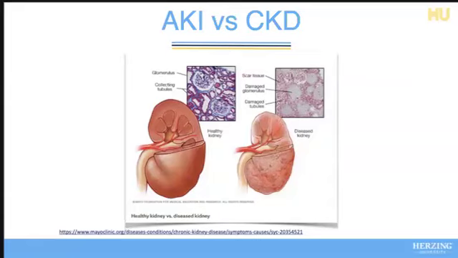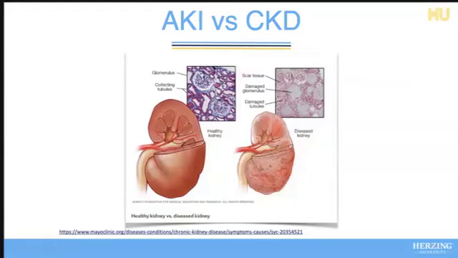And then stage 4, which is a severe decrease in GFR, is 15 to 29. And then finally, stage 5, or end-stage renal disease, is anything less than 15, and this typically requires dialysis or transplant. Now, the lower the GFR, the more severe the kidney dysfunction. So that is something to consider whenever you're assessing those labs.